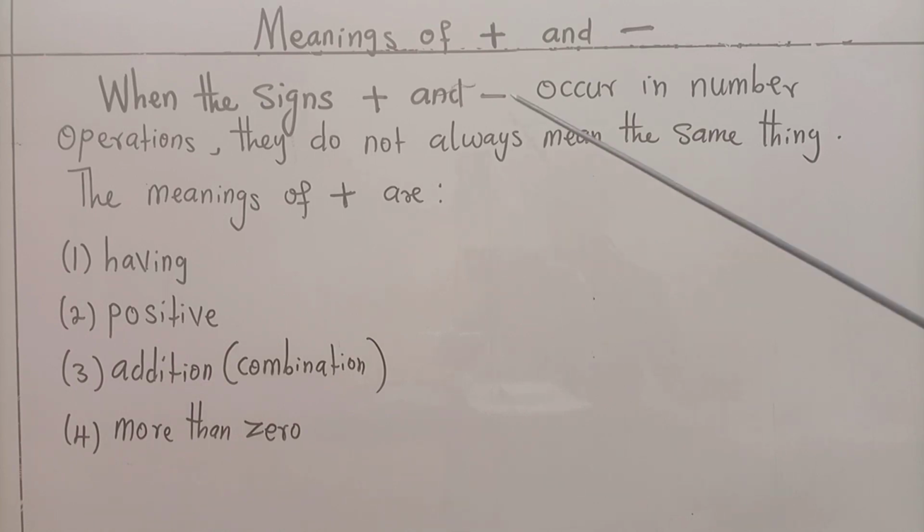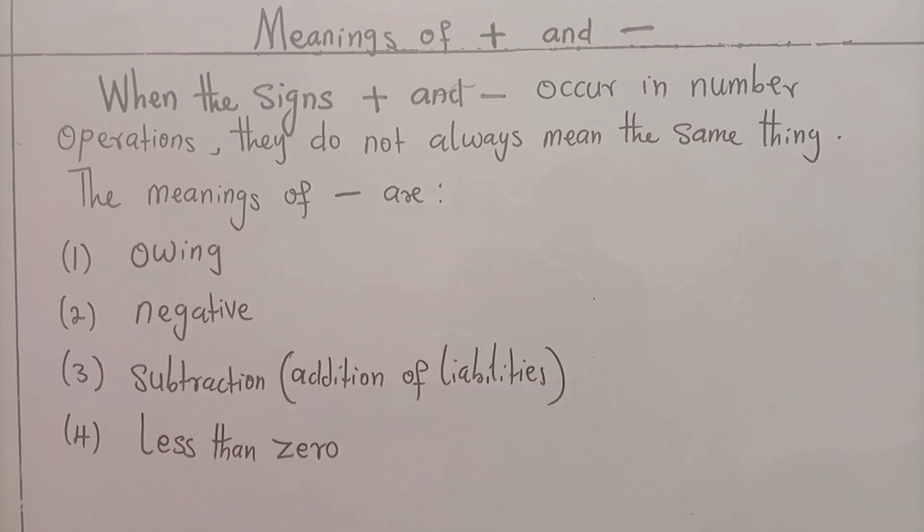What about this sign, minus? The meanings of minus are the opposite of the meanings of plus. What are they? Let's see. Now we have them. The meanings of minus are 1. Owing, 2. Negative, 3. Subtraction, and 4. Less than 0.